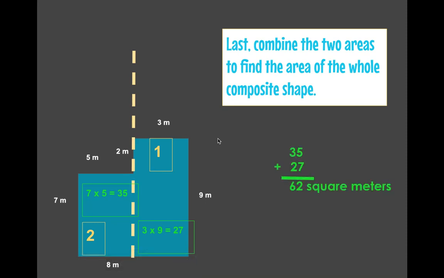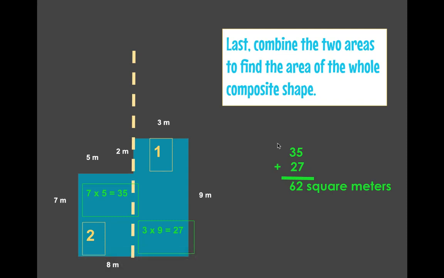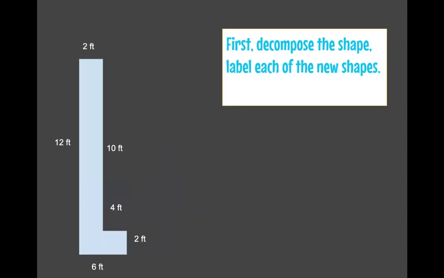And we're going to get 62 square meters. So the area of this entire figure is 62 square meters. First, we divided and labeled. Then we found the area for each side. Then we added those together. That's our last step, is to add the areas together, and you get your total area for the figure, which is 62 square meters.